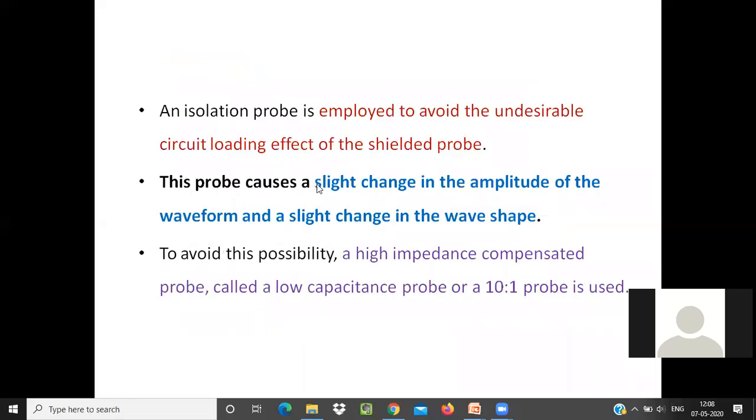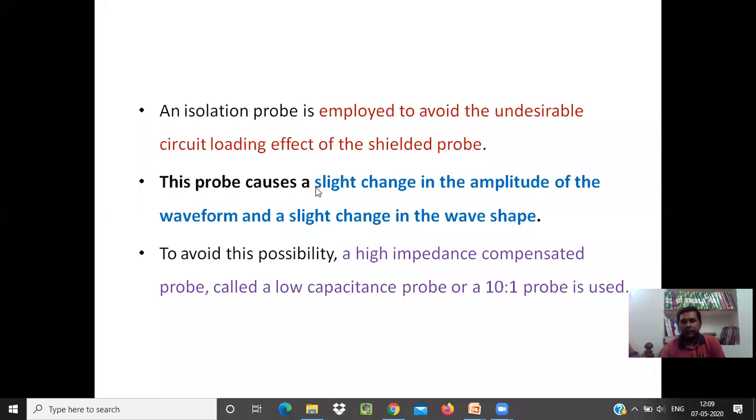At the same time, this also has some limitations. See this statement: an isolation probe is employed to avoid the undesirable circuit loading effect of the shielded probe, right? Of course it reduces this. At the same time, it adds some change in the amplitude.